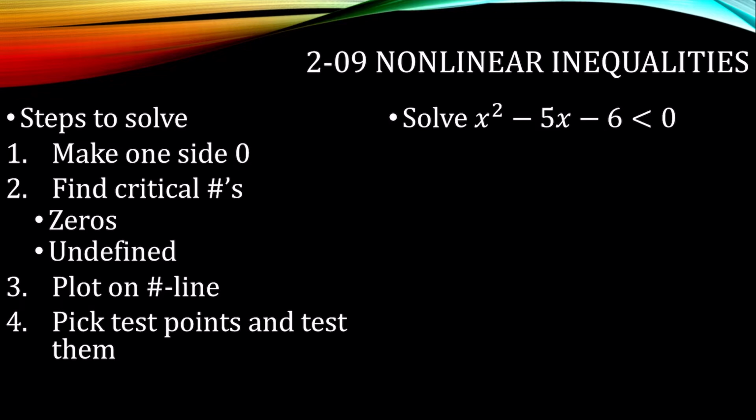All right, so this is a quadratic inequality. So we're going to start by finding the critical numbers. So one side is already equal to 0. So we're going to find the zeros. Maybe we could do it by factoring. I'm going to have it equal to 0 because that's how you find the zeros, is they're equal to 0.